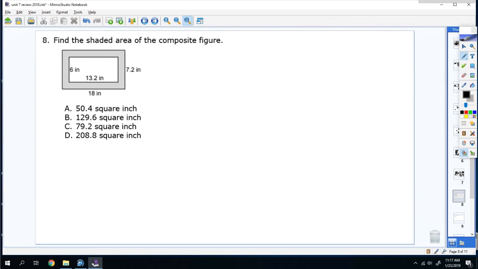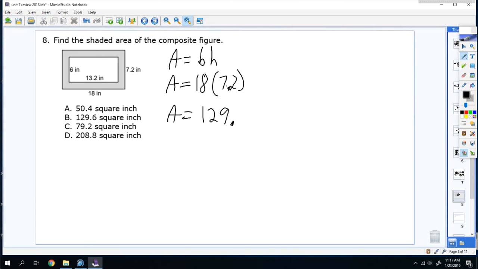Number 8, find the shaded area of the composite figure. So what we're going to do is find the area of this entire rectangle. You're going to do base times height. So the base is 18 and the height is 7.2. So the area, when you do 18 times 7.2, comes out to be 129.6.